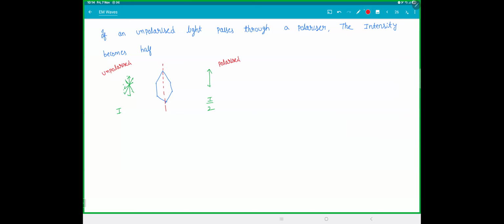Why is that? Now you saw from Malus's law that the intensity becomes I cos square theta. Now you're sending multiple electric fields, so theta is not constant. For different electric fields, you get different theta. So here theta varies, like 0 to 180 or something. So the average value of cos square theta is half, so you get half the intensity. Clear with this?